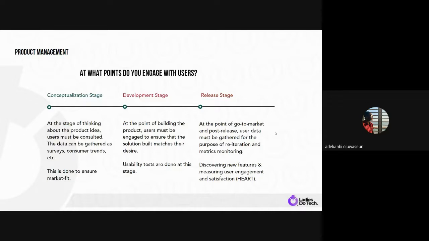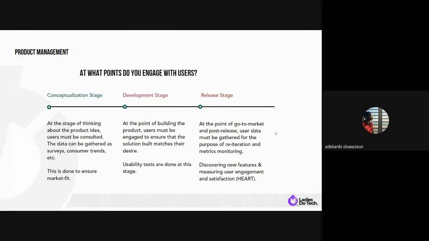And then there's another point, which is metrics monitoring. A lot of product managers don't even do this, and that's why we're having this class, so that you don't make the mistakes that people make. When you release a product, it is important that you put metrics in place that can help you measure how well the product is doing.